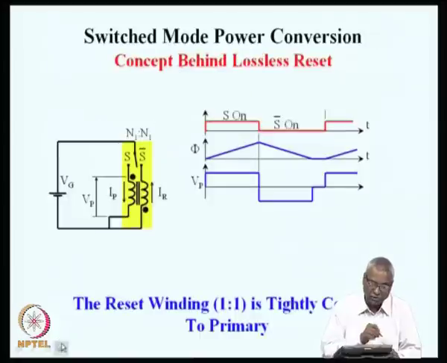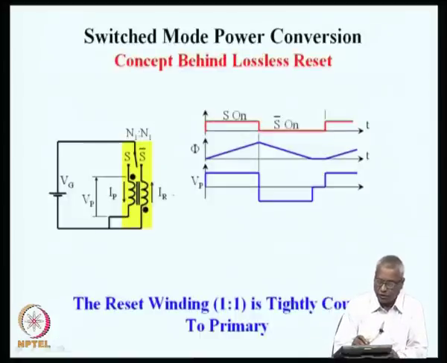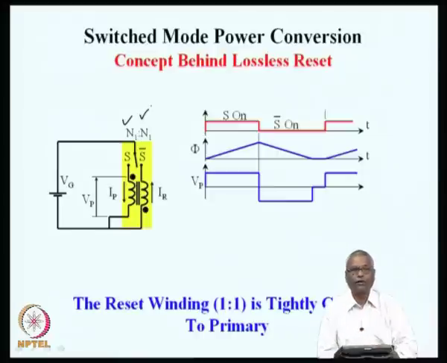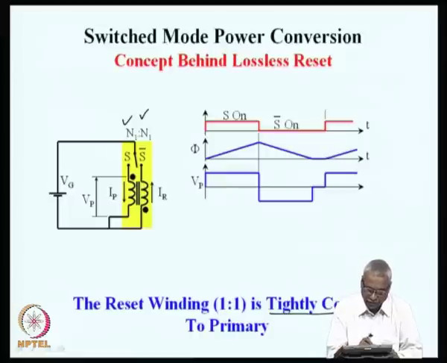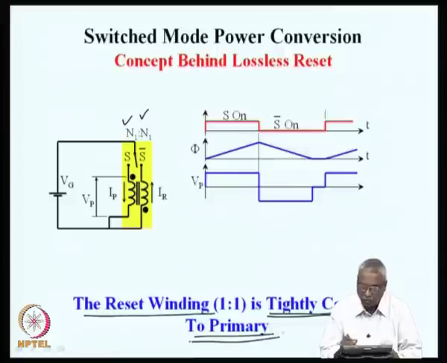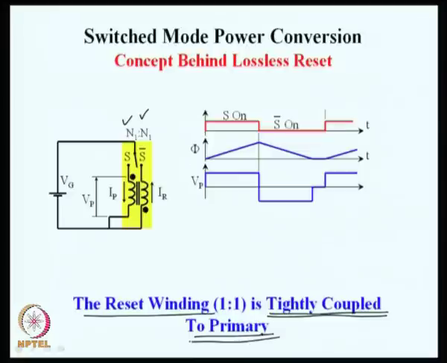Let us see how this happens. If we see the magnetization reset portion alone, we have 2 windings N1 and N1. Winding 1 and winding 2 are having the same number of turns and they are tightly coupled. The reset winding is tightly coupled to the primary. This means that there is no energy leakage between the primary winding and the reset winding. This IP is the primary current, IR is the reset current, and Vp is the primary voltage.